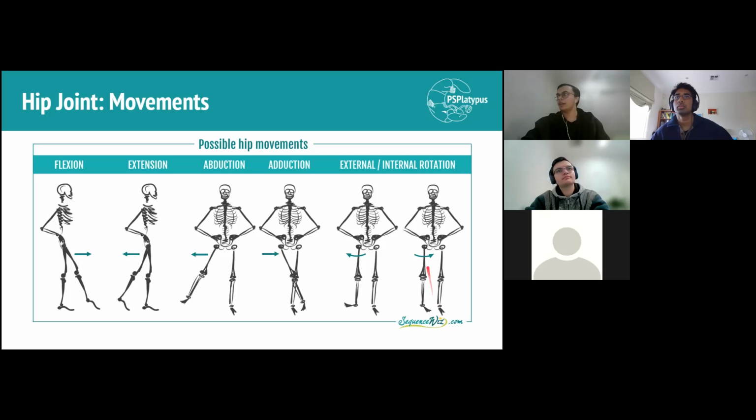Now, I know it says internal rotation here, but in reality, there's very little internal rotation at the hip. It's shown here, but most of the rotation is produced by the lower joint at the knee, whereas the hip joint can't really do much internal rotation.